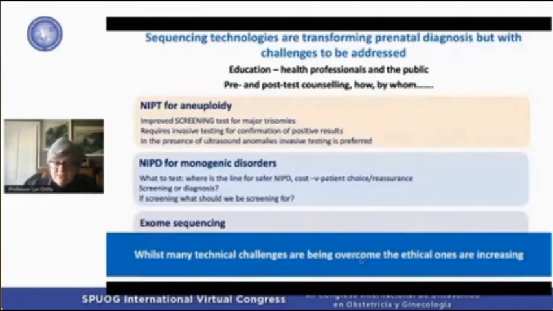And exome sequencing, I'm sorry my slides jumped on. Again, I think we're making great progress. We're definitely increasing the diagnostic rate, but we have a long way to go with the challenges of exome sequencing. And I put it to you that while many technical challenges are being overcome, the ethical ones are actually increasing.